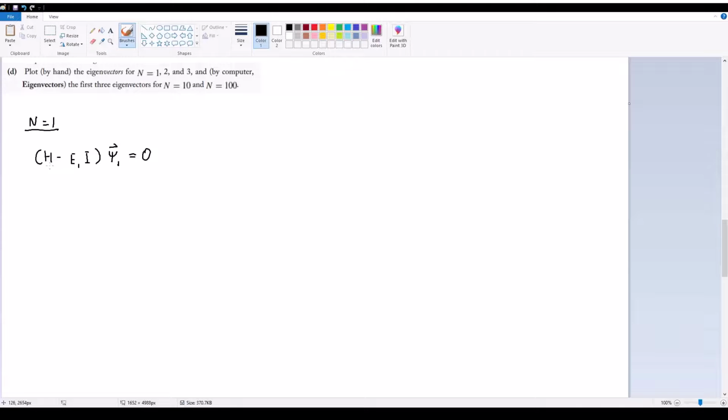So our H matrix for the case where n is equal to 1 is 2 h bar squared over m a squared multiplied by the 1 by 1 matrix, which is just 2. This is going to be subtracted by E1, which is going to be 4 h bar squared over m a squared. So this is the energy that we approximated from the n equals 1 case, and then this is multiplied by the 1 by 1 identity matrix, which is just going to be 1. And then this whole thing is multiplied by psi1, which is going to be a 1 by 1 matrix again, this time just psi1. And this is going to equal 0, or the 1 by 1 matrix of 0.